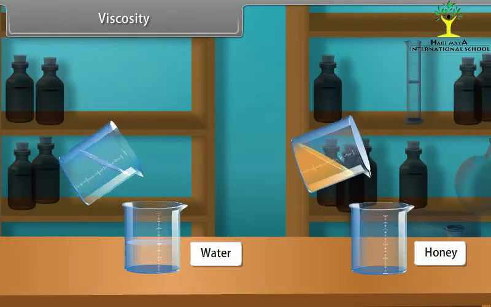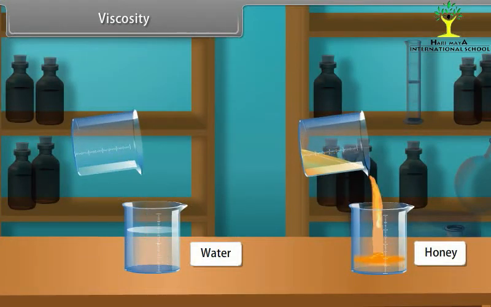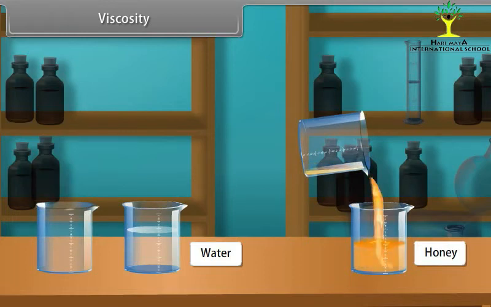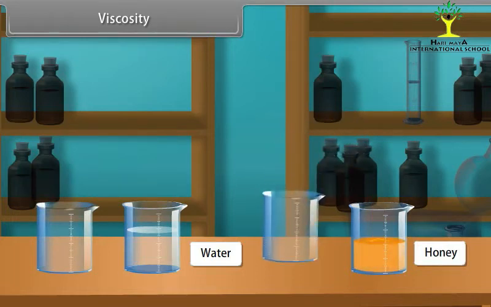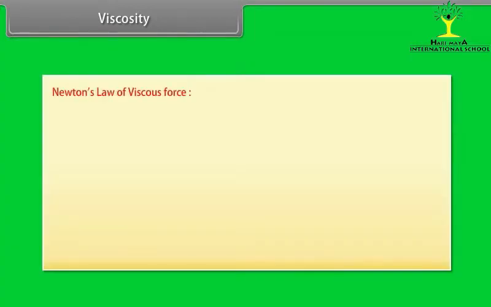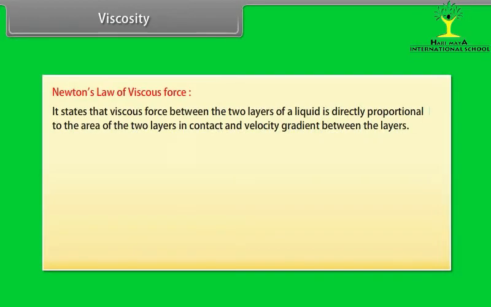Viscosity. It is defined as the property of a liquid by virtue of which an internal resistance comes into play, which tries to destroy the relative motion between the layers. This internal resistance acts tangentially on the layers of the liquid. Newton's law of viscous force states that the viscous force between two layers of a liquid is directly proportional to the area of the two layers in contact and the velocity gradient between the layers. F is directly proportional to A × Δv/Δx.